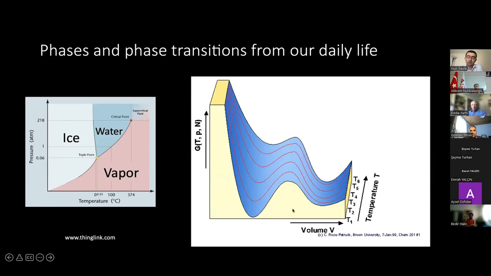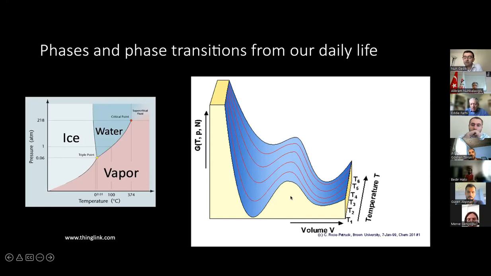So if you can imagine some sort of free energy as a function of thermodynamic variables like volume or temperature, all of these phases really correspond to the minima in this plot. For example, there is this global minimum, but there's also this local minimum as well. Given enough time, the system will go to the global minimum. But as you increase temperature, you can see that gradually this global minimum becomes a local minimum, and this one becomes the new global minimum. So there's going to be a phase transition from this one to this one.